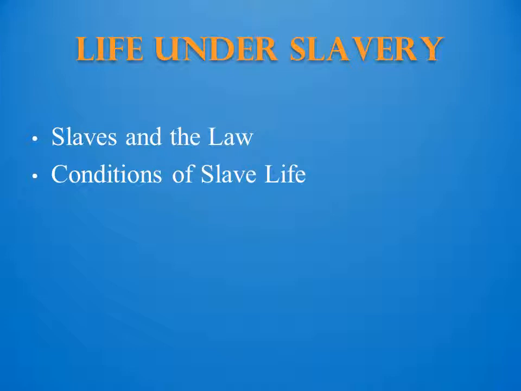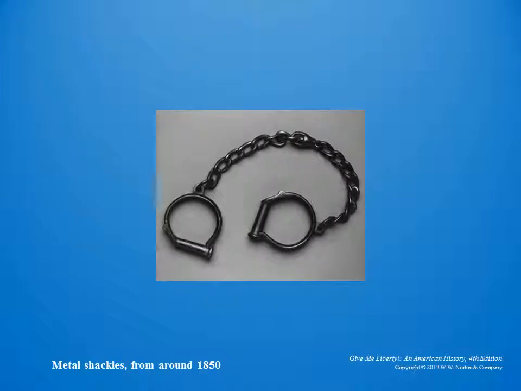Yet slavery was tightened in this time period. States passed laws making it harder for owners to free their slaves and for slaves to buy their own freedom. You can see these metal shackles from around 1850. These were used as a form of punishment or as a way to prevent escape when slaves were being transported from one place to another.